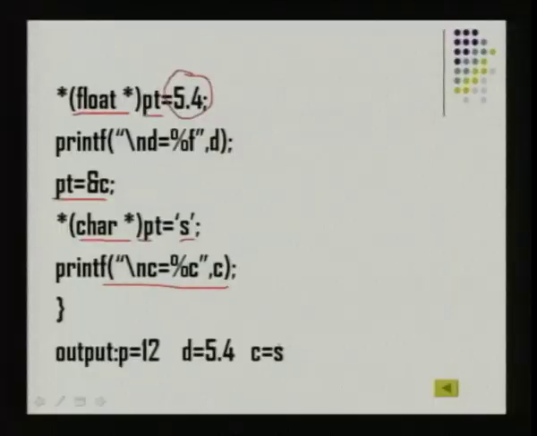So, void pointers can be used to point to different types of variables at different points in the program. Because it has been globally declared, the variables will be visible throughout the lifetime of the program. So, this is the concept of void pointers. And finally, if you see, the output is displayed over here: 12, 5.4 and c is equal to s.